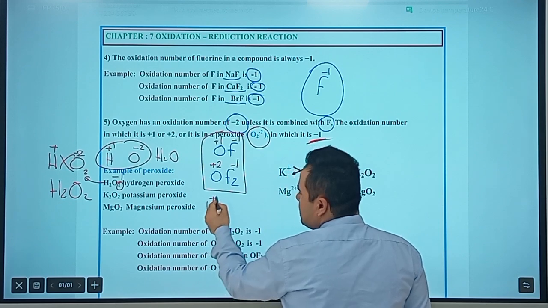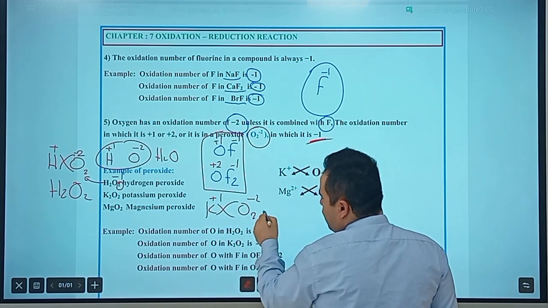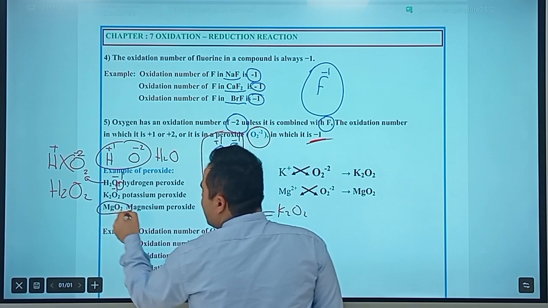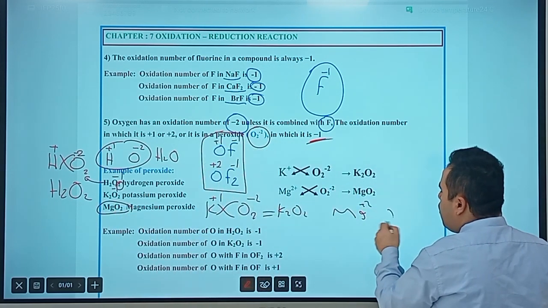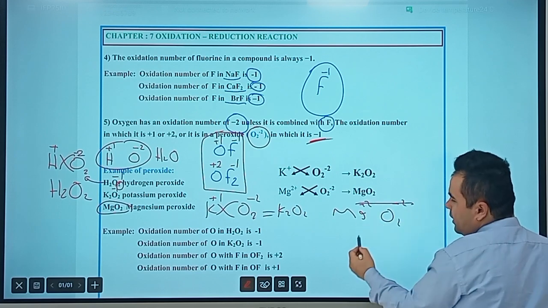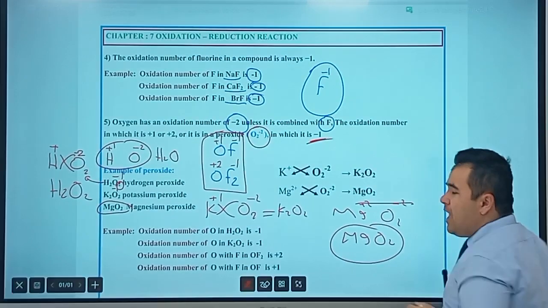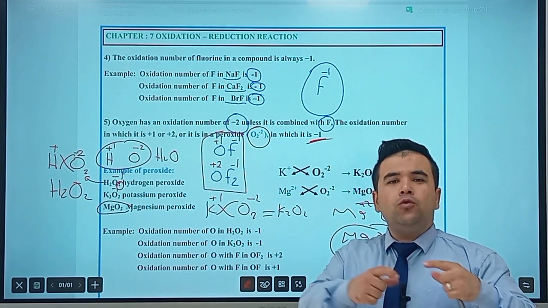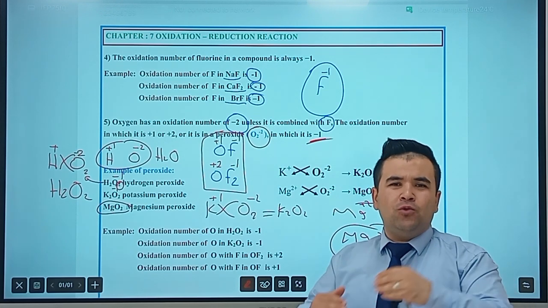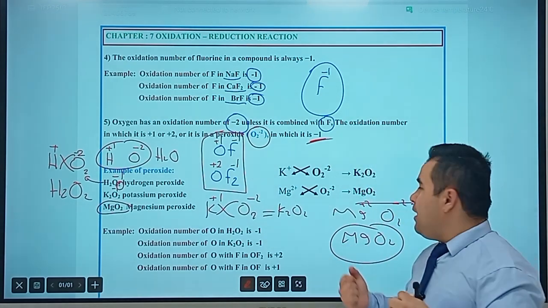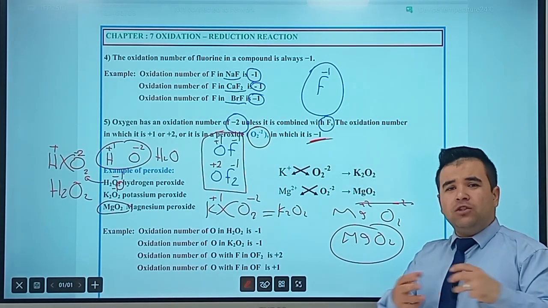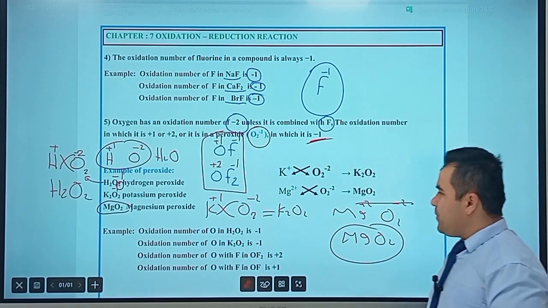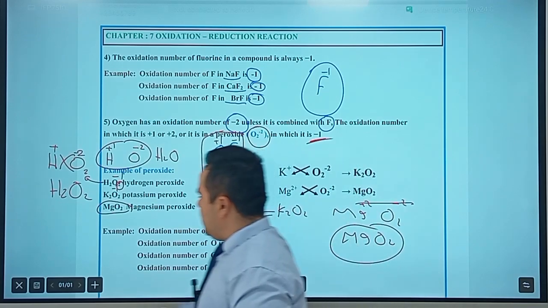K2O2, the same, guys. K is positive 1, O2 negative 2, formed K2O2. In this case, the oxidation number of oxygen is -1. MgO2 again, Mg positive 2, O2 negative 2. So these two charges cancel out, and you'll get MgO2. Whenever the first group metals combine with oxygen, they will form X2O2: K2O2, Li2O2, Na2O2. These are peroxides. But whenever the group 2 elements combine with oxygen, they will form XO2: MgO2, CaO2, BaO2, and so on, guys. These are the forms of the peroxides.